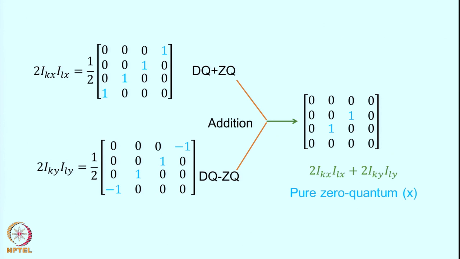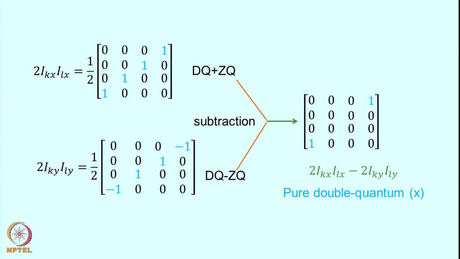Okay, let me now take the difference. If I take the difference, then what do I get? The same matrix is here, I take the subtraction here, I get here 1, I get here 1, and all other elements are 0. So what do I get here? Therefore I get a pure double quantum x coherence.